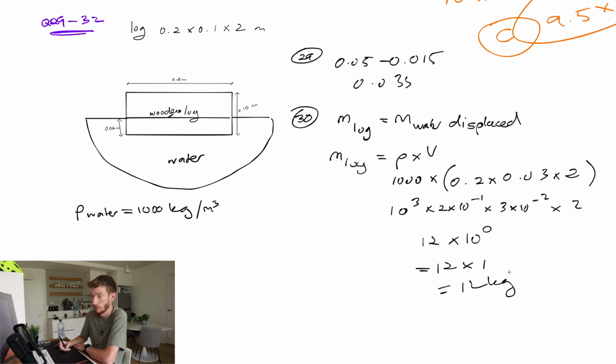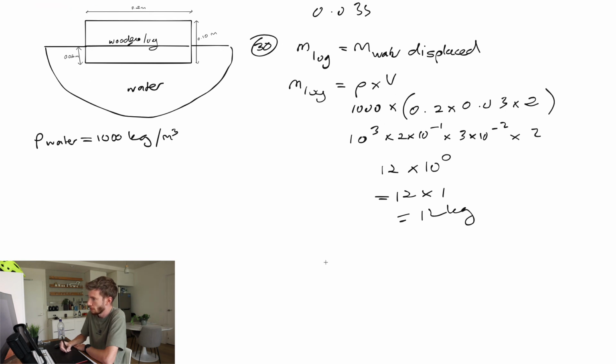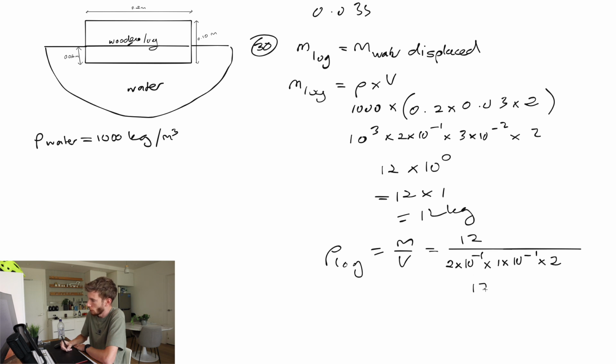So we've got the mass of the log, but it asked us for the density. And so then we go, okay, the density of the log is just the mass of the log divided by the volume of the log. So that is 12 divided by, and the volume of the log is length by width by height, which, let's do it in scientific notation, 2 by 10 to the negative 1 for its length. Its height is 0.1, which is 1 by 10 to the negative 1, and its depth is 2 meters. So again, we've got 12 over the non-10s, 2 by 1 by 2 is 4. Negative 1 take away 1 is negative 2.